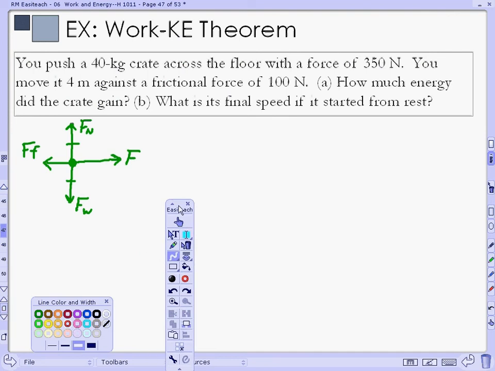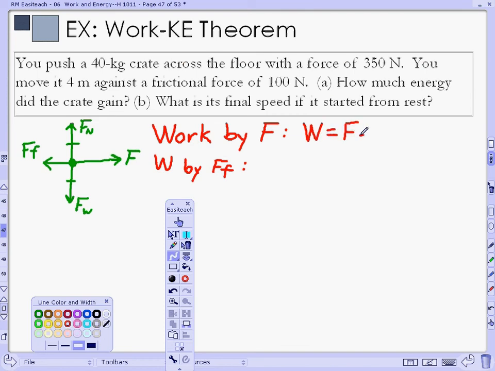So now that I know what my diagram is like, I'm going to calculate the work done by F, and that's going to be really easy to do. And I'm going to calculate work by friction. That's going to be really easy to do. So I just do work equals force times distance for both of those. Work equals Fd. Work is equal to force of friction times d. And if I just calculate, I'm getting out my calculator now, I'm just going to do 350 times 4, and I'm getting 1,400 joules.